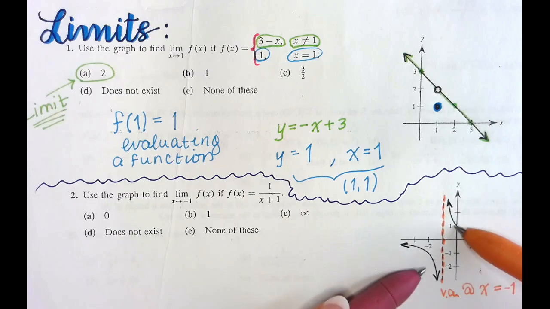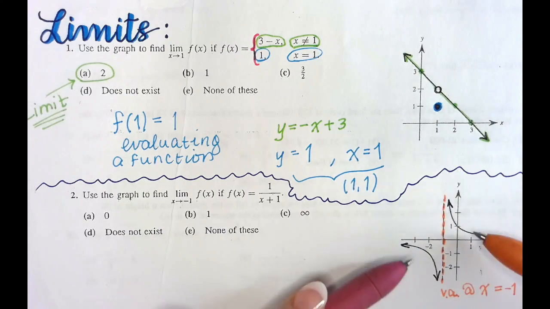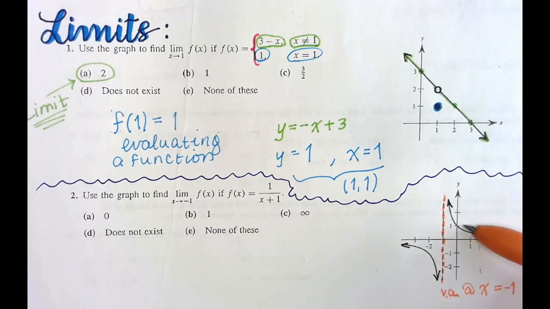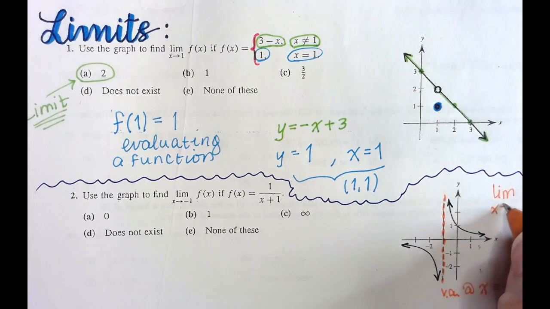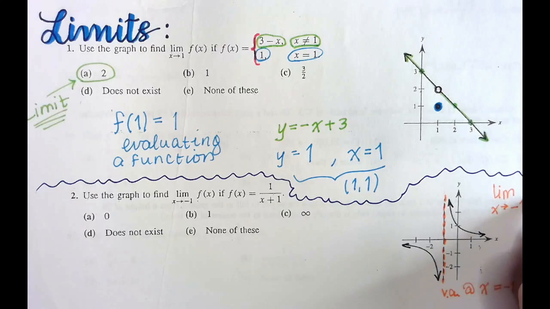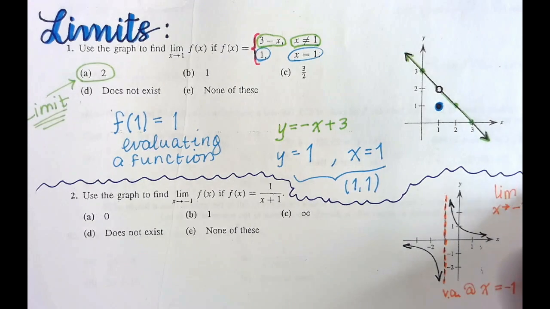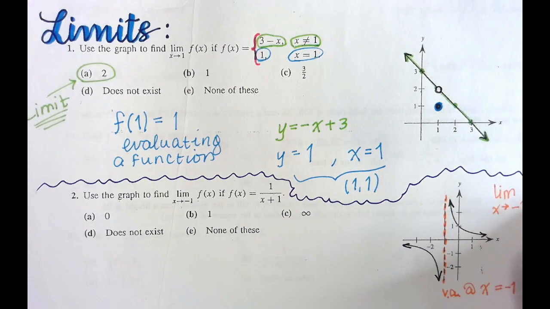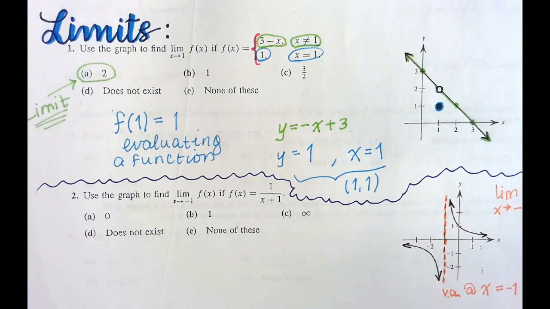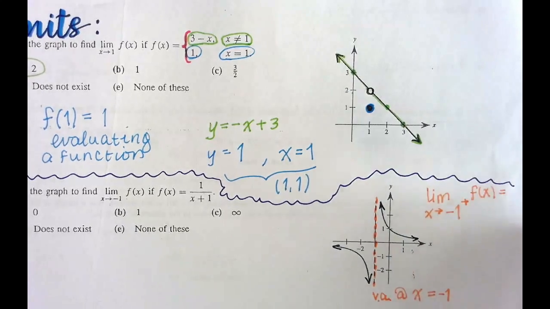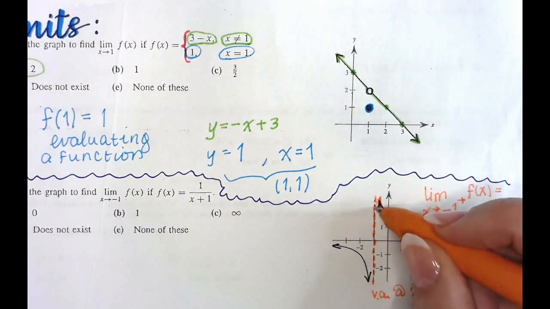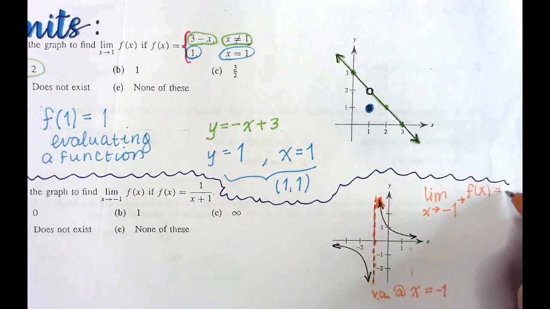Now the issue here is you don't have a clearly defined number that we're approaching. As I approach -1, I'm going to break this apart a little bit. The limit as x approaches -1 with this little plus sign, meaning from the right, of f of x. Well, are we approaching a number? Not at all. We're definitely just going up forever. So that means you're actually approaching infinity.